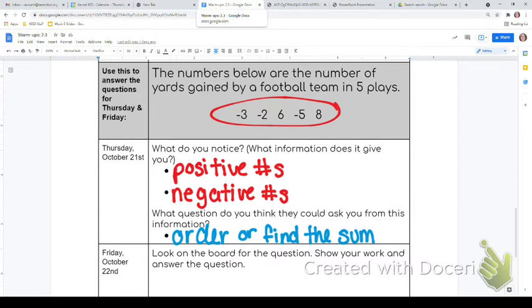Tomorrow we're going to be finding out what the actual question is, and we will be showing our work to get the answer.